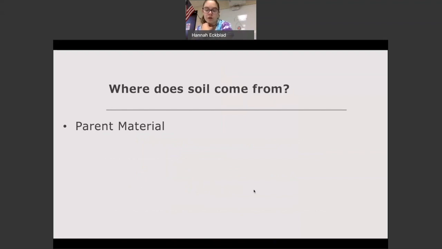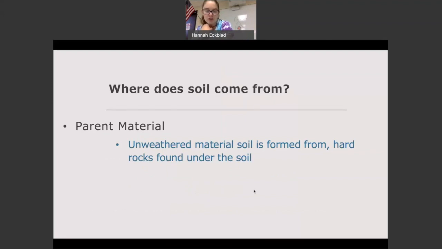So where does soil come from? Just like you have parents, soil has parents. This parent material is actually the unweathered material soil is formed from. Hard rocks that are usually found under the soil are usually considered the parent material. And just like how your biological parents have affected who you are as a person, like what eye color you have, what hair color you have, what you look like, how tall you're going to be, the parent material of soil is going to affect a lot of what soil is going to be.